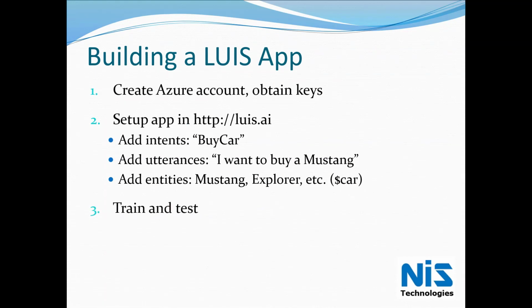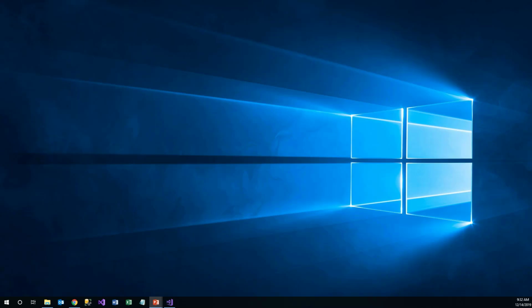The key thing is, after I'm done training and testing it, some people forget to do the last step: publish. Okay? So you'll see, I just tested it, it's working. Why is it that I'm not seeing the result in my application? The key is to publish. And with that, we'll jump into a demo.